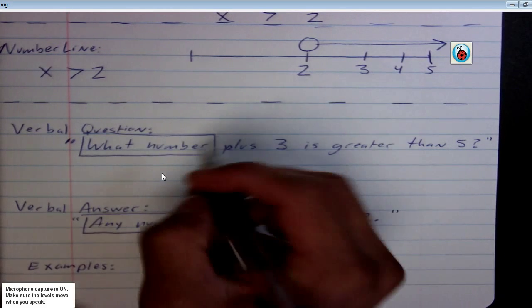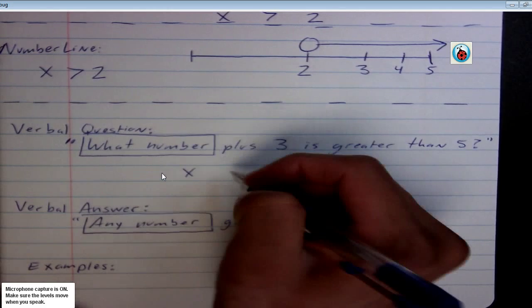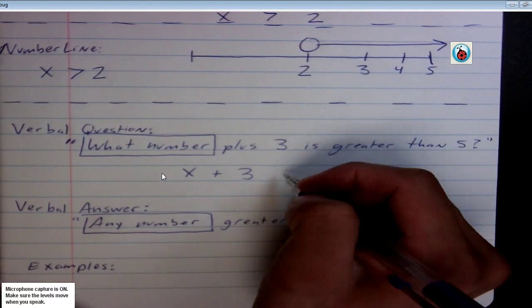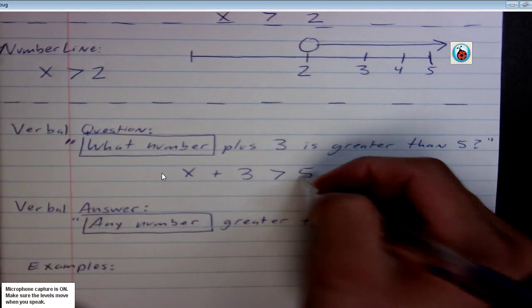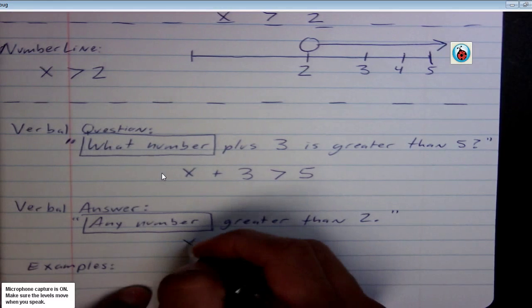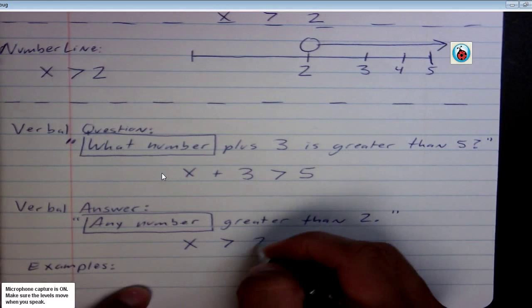So I'm going to write that using my algebra symbols. What number plus 3 is greater than 5? And my answer is any number greater than 2.